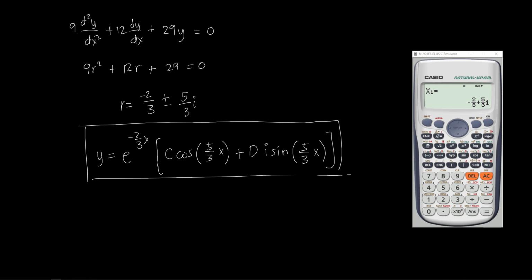In summary, there are three possibilities. If the discriminant is positive, you can check because it is straightforward to calculate. For two real roots, the general solution would be y is equal to a e raised to the power of R1 x plus b e raised to the power of R2 x.